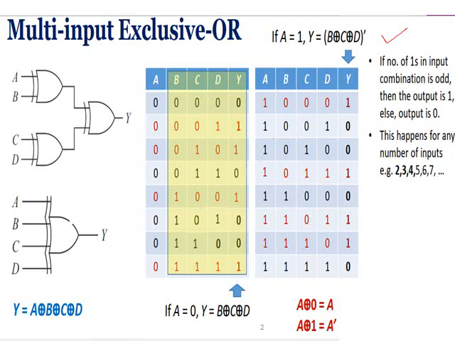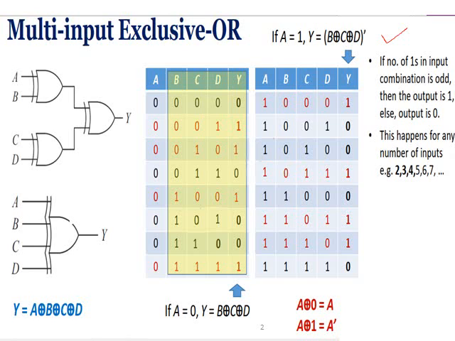Similarly, in this first part of the table A is zero, and whatever the output Y is depends upon B, C and D. So whenever we have an odd number of ones in B, C, D, the output Y is 1. Similarly, in the second group of the table, if input A is kept at high 1, what happens is we get the XNOR of B, C, D in Y.